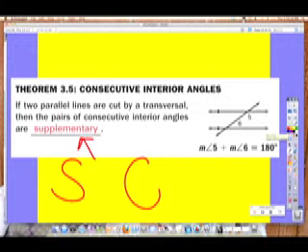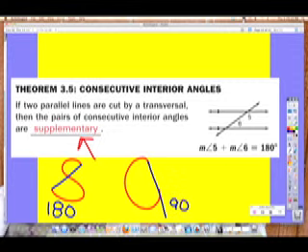So 180 is supplementary, and 90 is complementary. Now, consecutive interior: consecutive, one right after the other, and interior, on the inside. With these two, when they're on the inside but on the same side, you add them up and they equal 180 every time. It's the only pair of angles where they're not congruent. Quite nice that they always equal 180.